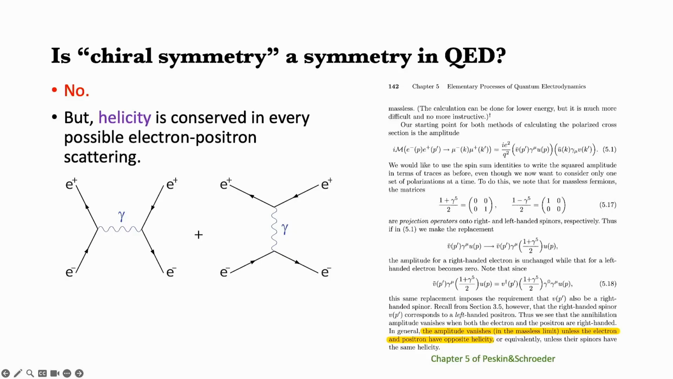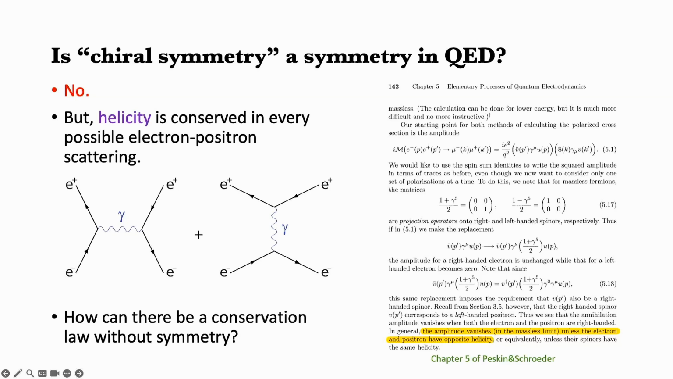But they didn't say any word about the chiral symmetry of the classical Lagrangian. And they didn't dare to, because they knew down the road in chapter 19.2, they're going to talk about the ABJ anomaly, where the symmetry is going to disappear. So how can there be a conservation law, but without an underlying symmetry?